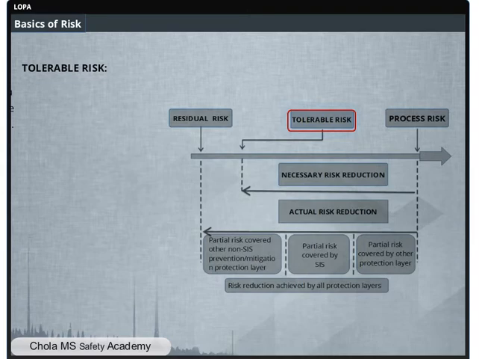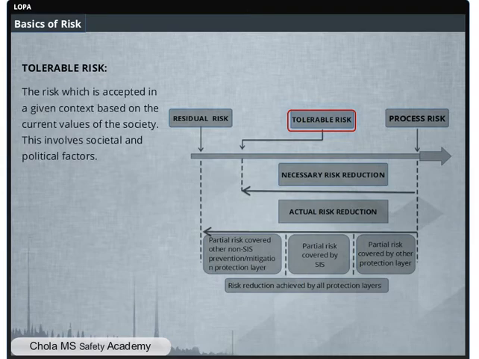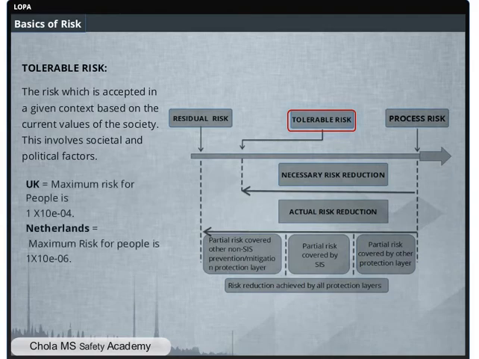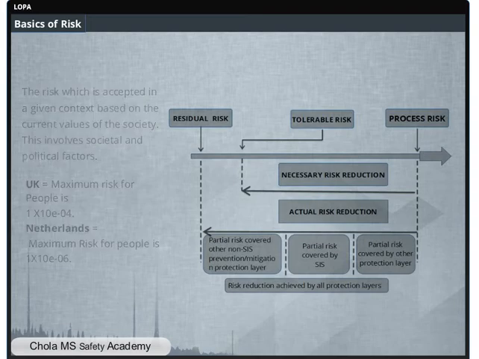Tolerable risk. This is the risk which is accepted in a given context based on the current values of the society. This involves societal and political factors. For example, the tolerable risk defined for UK is 1 into 10 e to the power of -4, and in Netherlands the maximum risk permitted for people is 1 into 10 e to the power of -6. Tolerable risk helps us divide an organization's risk portfolio into what is acceptable and unacceptable.